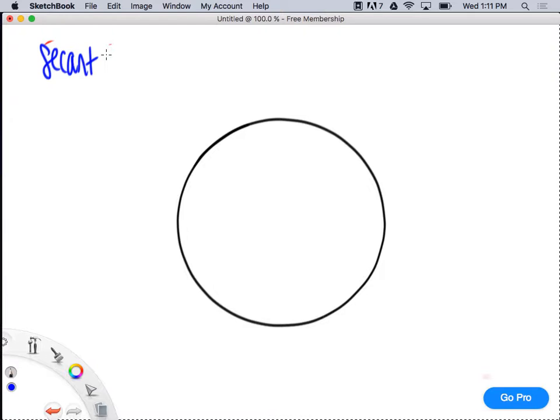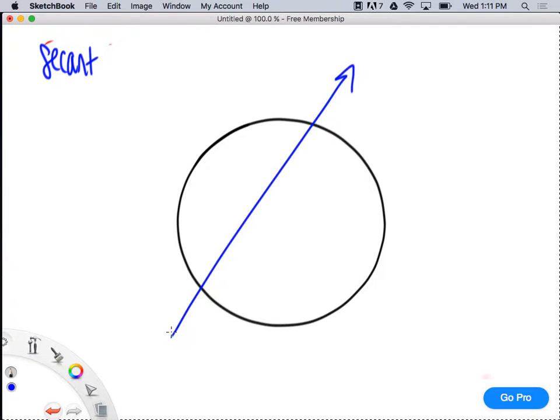Marcus wants to draw a secant. Rachel, come on. Nice. You guys did it. You drew secants. You see that? Bam, that's a secant right there. So don't ever let anyone tell you that you can't draw a secant, because you can.